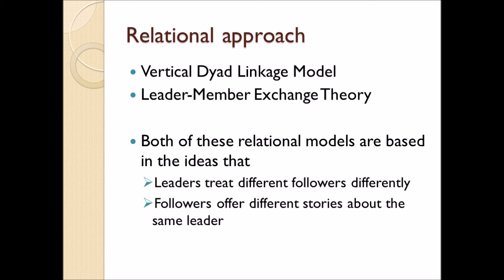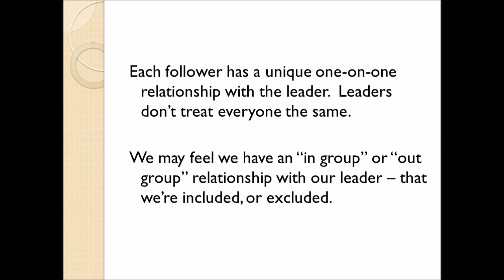So both of these are focusing on the idea that there is an interpersonal relationship between a leader and every single follower. When you study these ideas in the chapter, you'll notice that the vertical dyad linkage model focuses on the idea that each follower has a unique one-on-one relationship with the leader, and that leaders don't treat everyone the same. And then leader-member exchange theory takes that a step further and suggests that liking and rapport between leaders and followers is very important and plays a big part in how effective the leader can be.